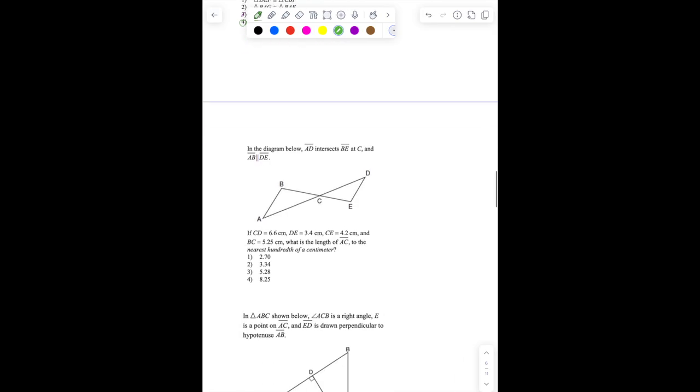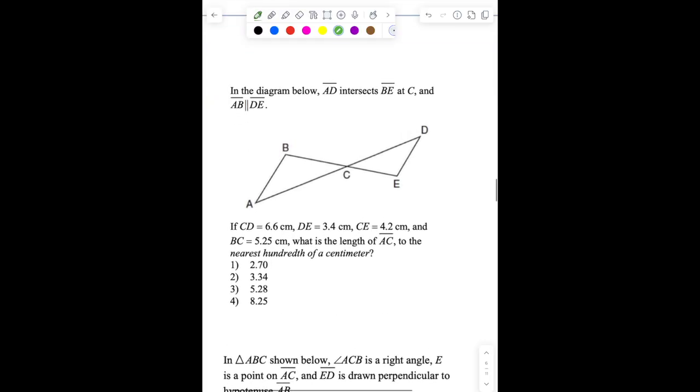Okay. AB is parallel to DE. And the reason why they're telling us that is because then we have congruent alternate interior angles. And we also have congruent vertical angles. So the two triangles are similar by AA. We're next told that CD is 6.6 centimeters, DE is 3.4 centimeters, CE is 4.2 centimeters, and BC is 5.25 centimeters. And what we need to find is the length of AC.